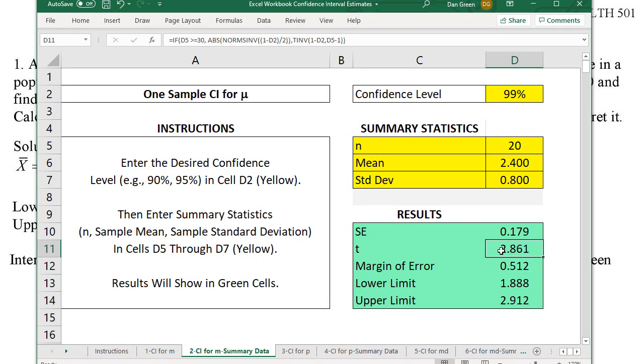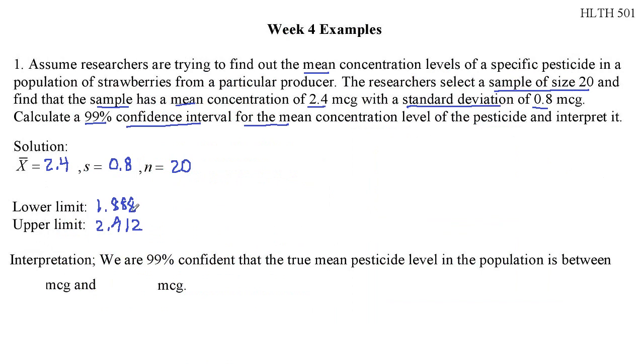This is the critical t-value that's used to find the margin of error, and then the standard error is the standard deviation of the sampling distribution, because remember this all depends on the sampling distribution. So now we've got our lower limit, upper limit.